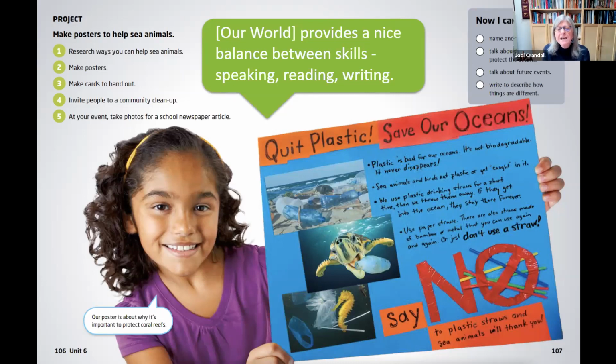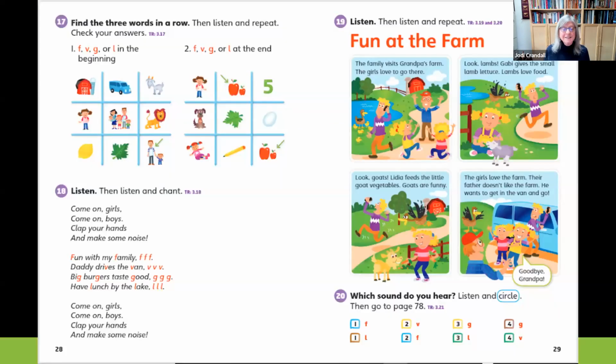And then notice at the end, she has a chance now to say what she can do. Can she name and describe sea life? Can she talk about how we protect the oceans? Well, obviously her poster has done that. Can she talk about what needs to be done in the future? And then how to describe how things are different and how they could be different. So a very wonderful way to bring together not only all the content, but all of the skills that she has developed in the course of that unit. Next slide.